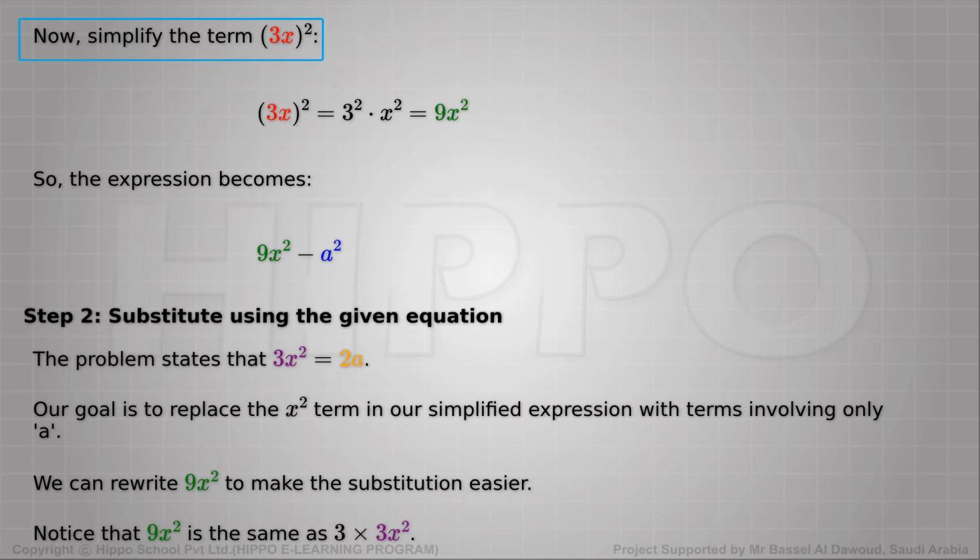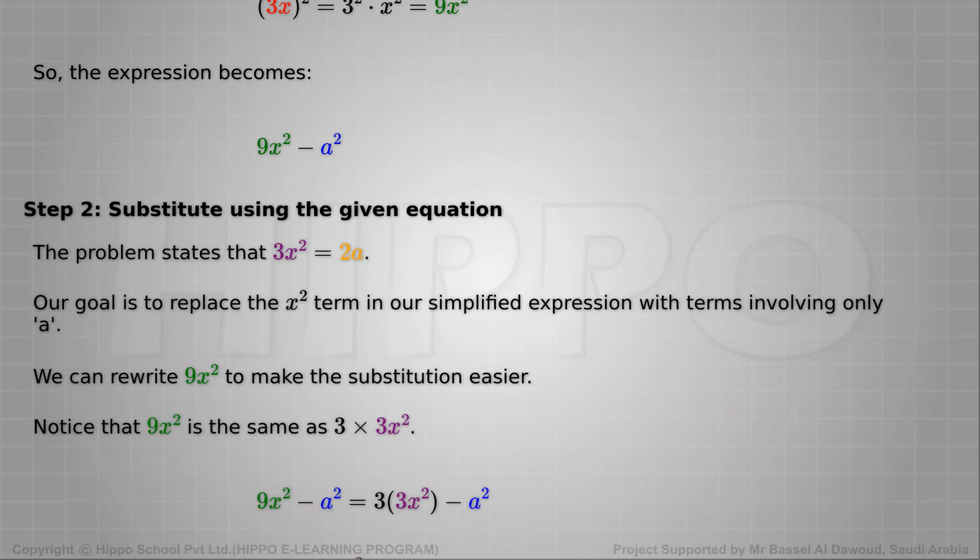Our expression is almost simplified. We just need to handle the (3x) squared term. A common mistake here is to only square the x. Remember to square everything inside the parentheses. So 3 squared is 9, and x squared is x squared. This gives us 9x squared.